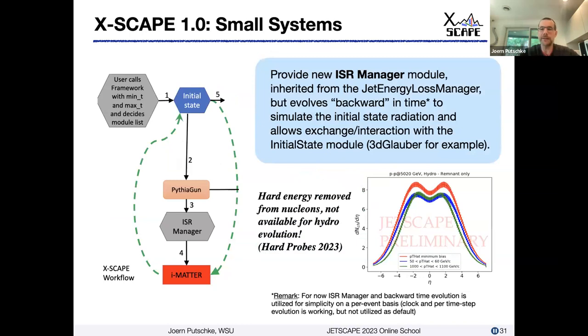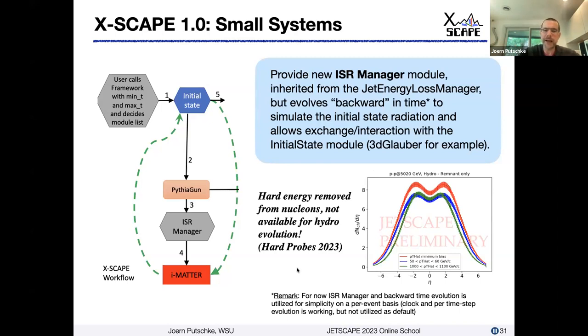The first thing is the small system, and this is what you can already download. We provide a new ISR manager, which is inherited and similar to the Jet Energy Loss Manager, which basically uses the jet energy loss evolution in a medium. But this initial state manager, which is a subtask of the hard process and the initial state itself, evolves backwards in time. Therefore you can simulate the initial state radiation, and it allows you to exchange and interact with the initial state module, for example 3D Glauber, if you want to remove or add energy, depending on how you simulate your initial state radiation.